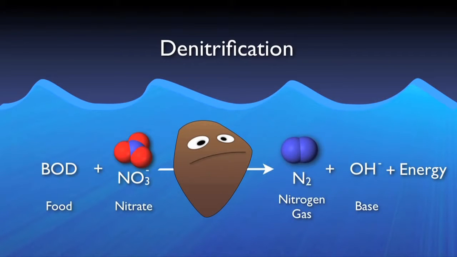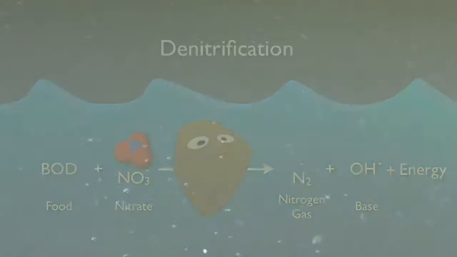The base is actually very useful in buffering the acid produced during nitrification. The nitrogen gas then floats in tiny bubbles to the surface and into the atmosphere. Though great in the biological basin, denitrification in a clarifier can result in undesirable floating sludge.